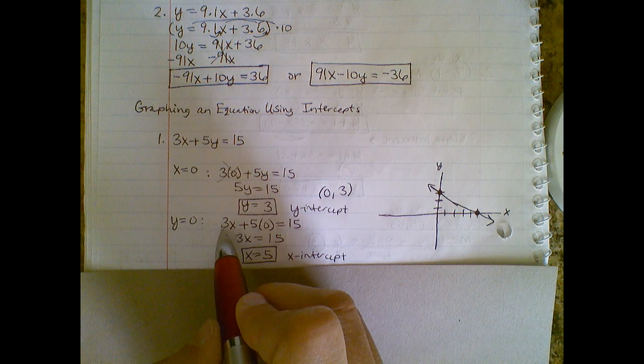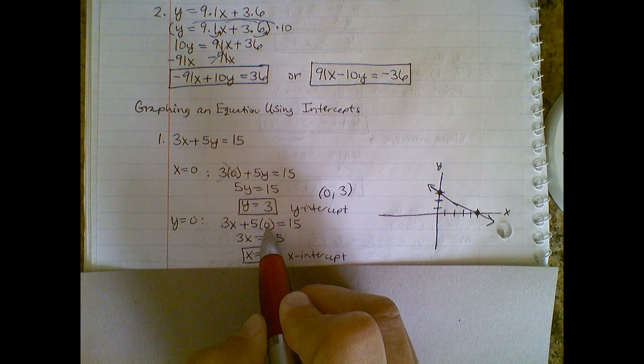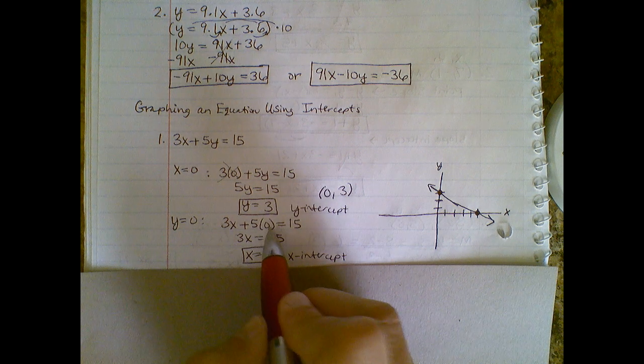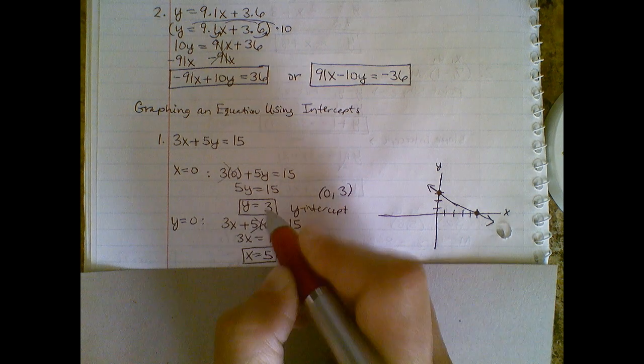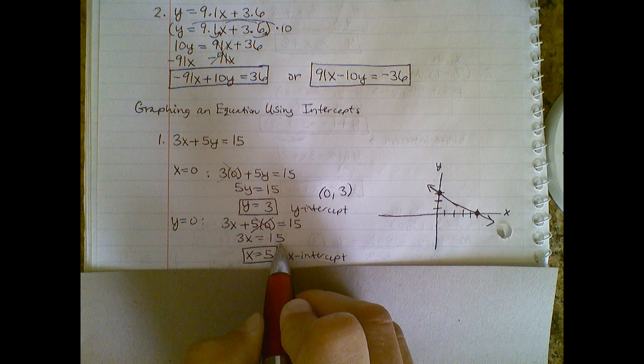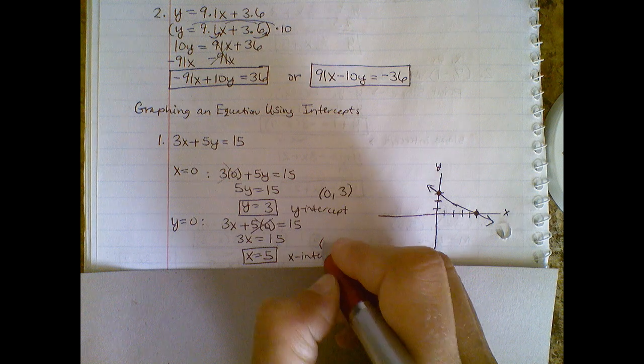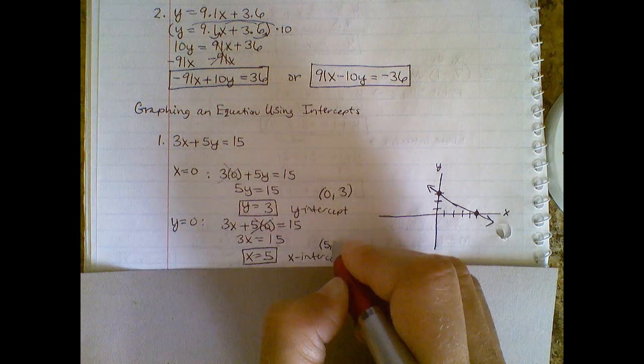And then I do the same thing, but now I plug in y equals 0. So I plug in 0 for my y. I simplify this down, so 5 times 0 is just 0, so those cancel out, so I'm left with 3x equals 15. And then I divide both sides by 3, and I get 15 divided by 3 is 5. So then I can write that as a coordinate. 5 is my x, y is 0.